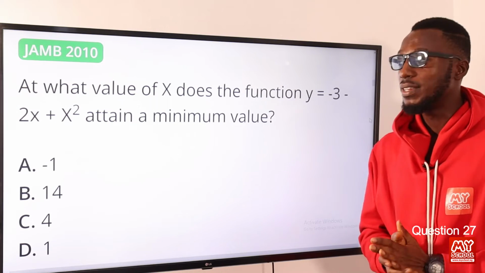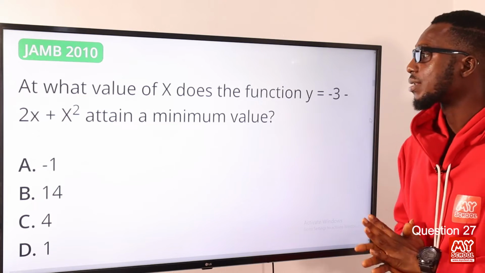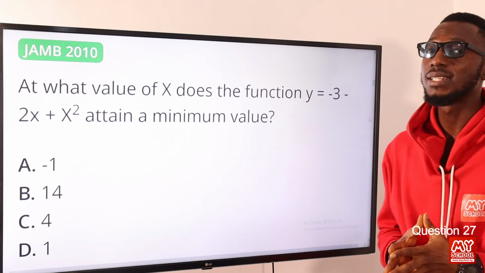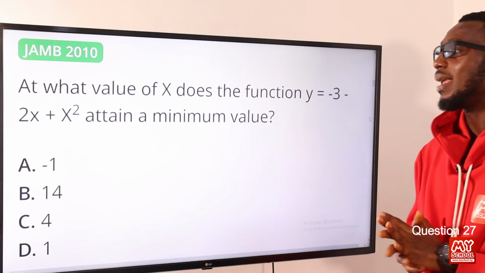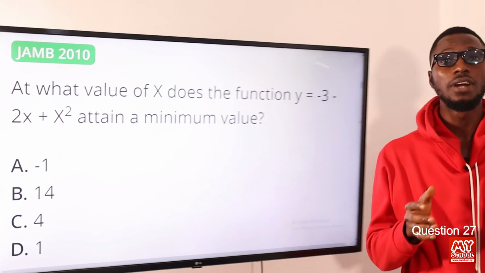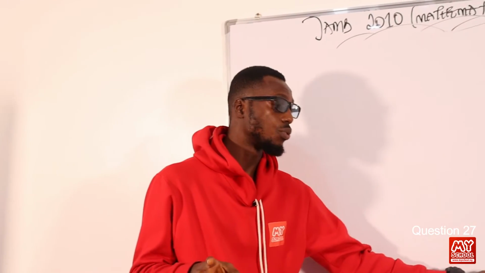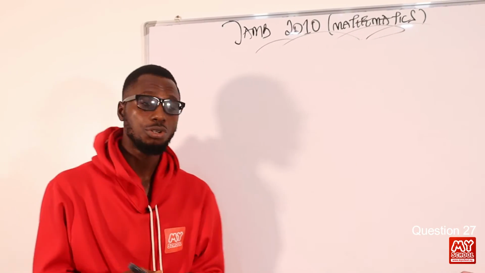Question 27. At what value of x does the function y equals minus 3 minus 2x plus x squared attain a minimum value? So we are looking for that value of x, whereby that equation we have a minimum value. So what do we do first? Let me present the equation once again.